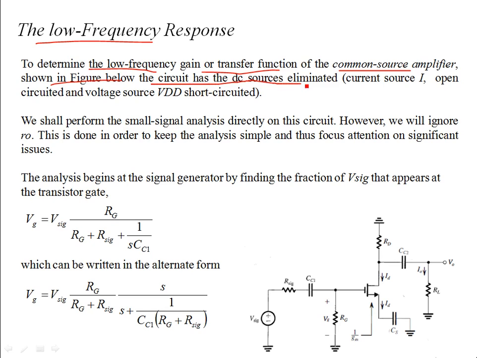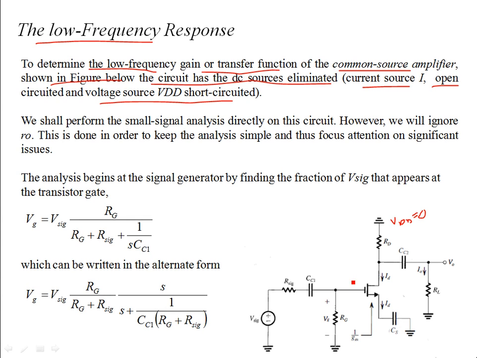The circuit has the DC sources eliminated. You see that the current source I is open and the voltage source at the drain is short circuited. So at the drain you have the short circuit, VDD is 0, and ID has been made open, because ID was biasing this common source configuration in the saturation region, so we don't have the current source at the source terminal of the transistor.